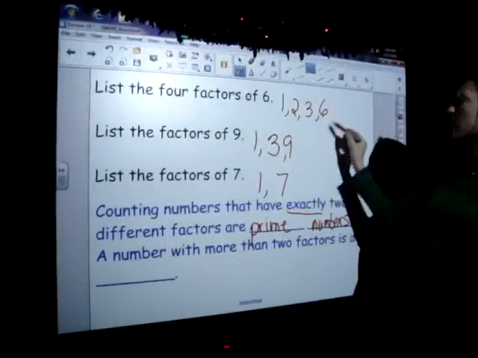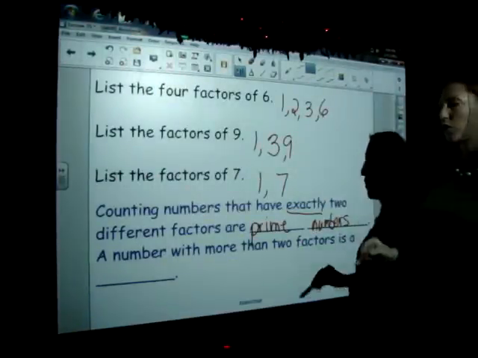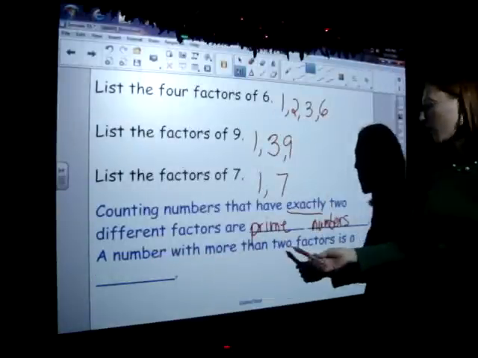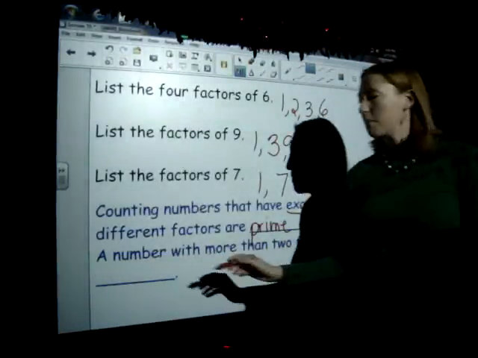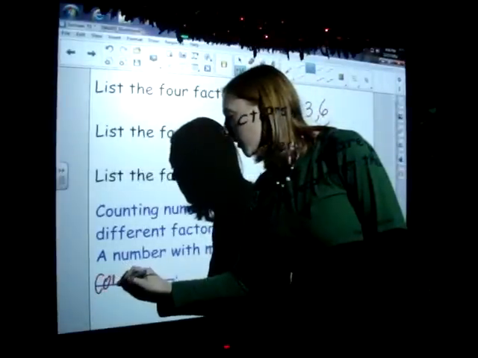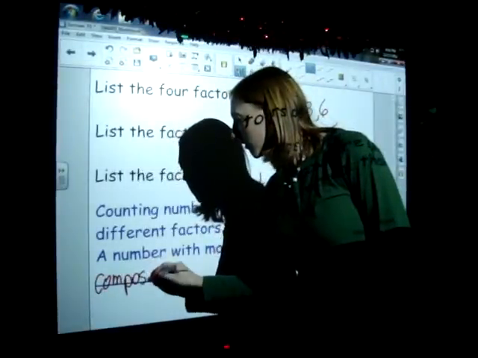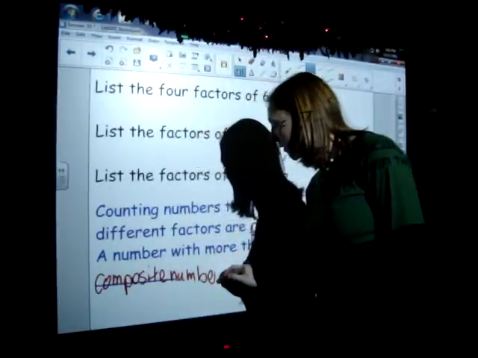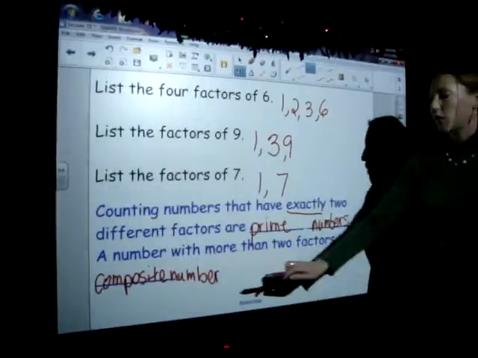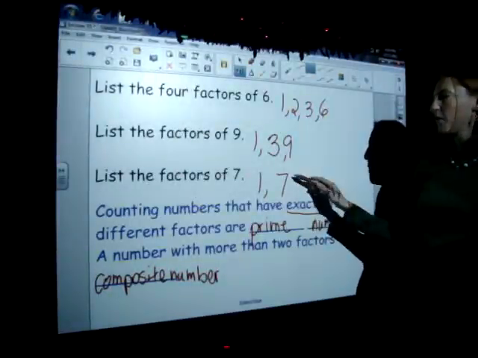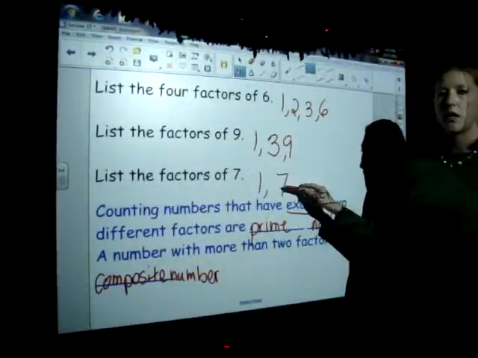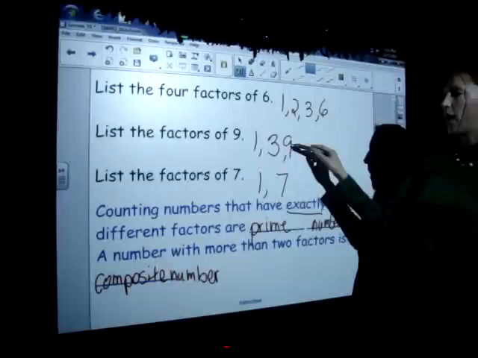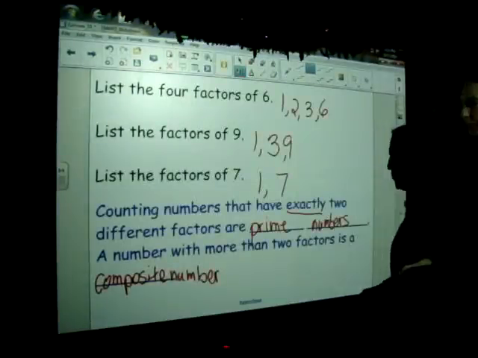Well, what about these numbers that had more than 2? Well, a number with more than 2 factors, that's a composite number. So make sure you know the difference, composite and prime. Prime just has the 2 factors, 1 and itself. Composite has more than 2.